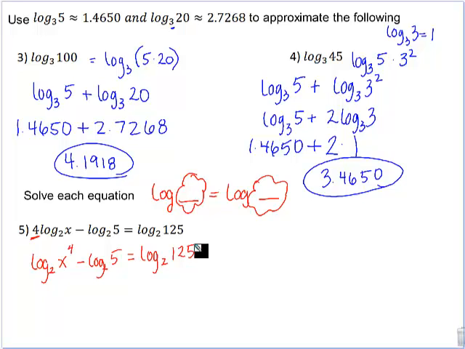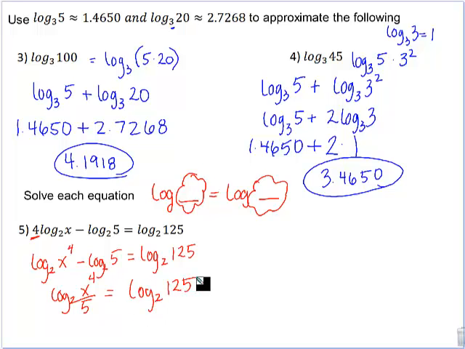Okay, so we still don't have just one logarithm here. We have 2 of them. It's attached with a subtraction sign. So the subtraction sign, we're going to write it how? As dividing. So we would write this as log base 2 of x to the 4th over 5 is equal to log base 2 of 125.